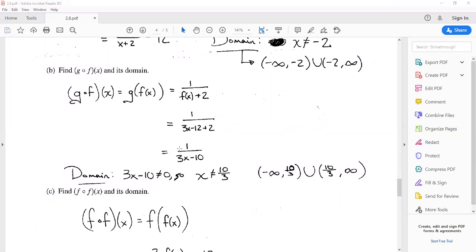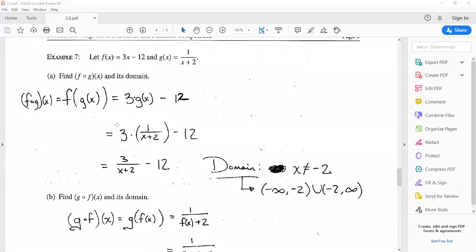We cannot have that 3x minus 10 equals 0. That is bad. We do not want to divide by 0. So 3x minus 10 cannot be equal to 0, means that x cannot be equal to 10 divided by 3. So that is the only value that is not allowed here. So our domain is the interval from -infinity to 10 over 3, union with the interval from 10 over 3 to infinity.